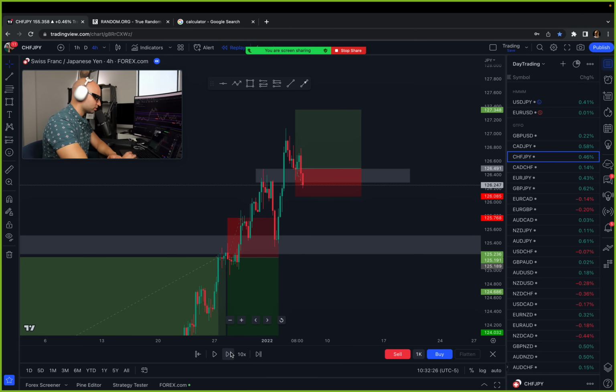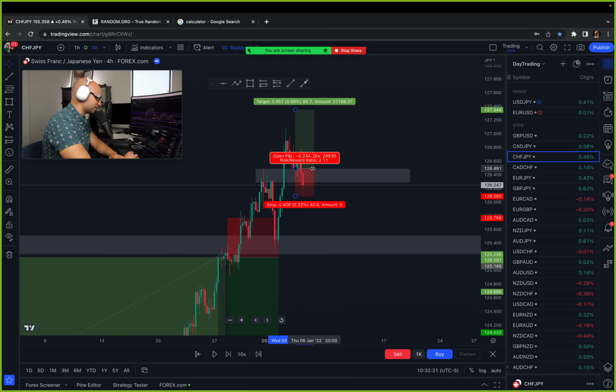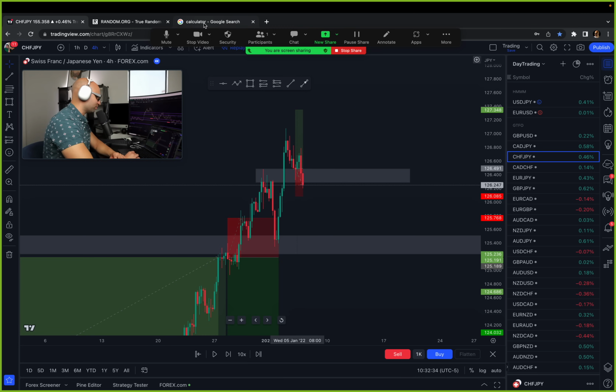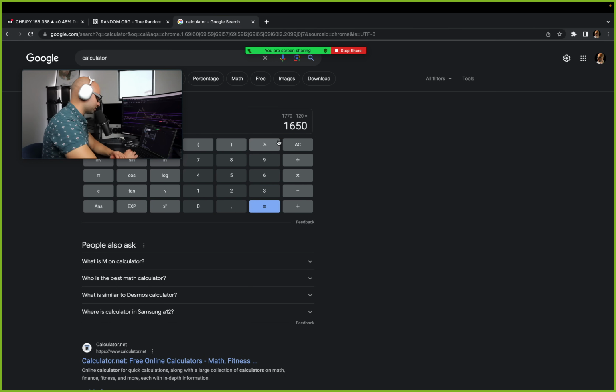Is it going to bounce? Brothers and sisters, no, it breaks through the zone. I'm going to go ahead and get out of that right there. It's about a $100 loss, a little more than $100, so we'll do like minus 120. So we're able to avoid a little bit more of a loss there.